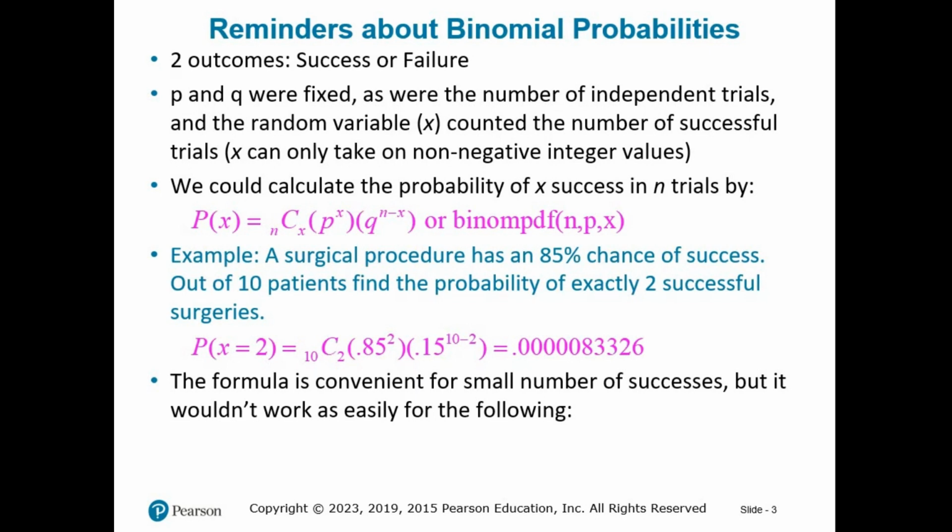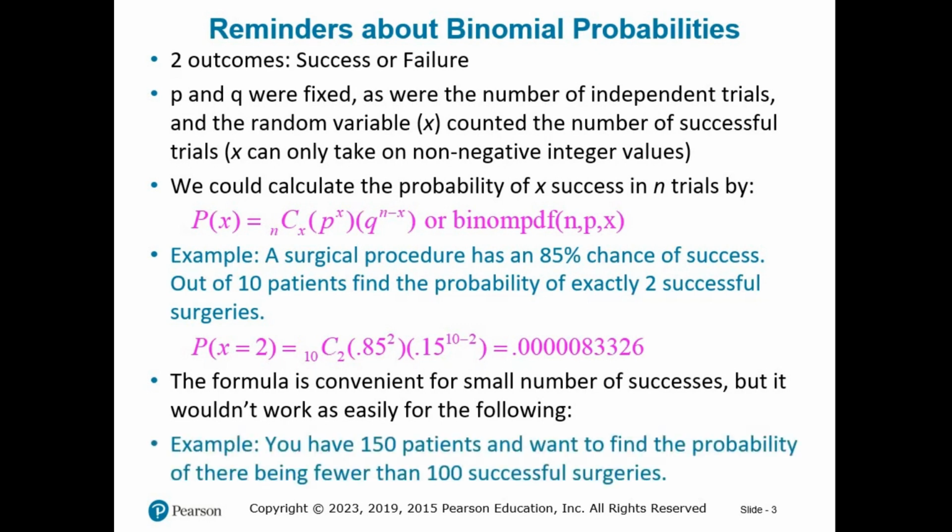Now, this formula is convenient for a small number of successes, or even if we had to find something like small stacked questions, such as less than 3 surgeries were successful, where you'd have to find the probabilities of 0, 1, and 2 successful surgeries. But it wouldn't work for the following as easily. You have 150 patients, and you want to find the probability of there being fewer than 100 successful surgeries. The problem is we'd have to do this formula for all iterations of successes from 0 to 99 in order to account for everything fewer than 100, and that would be a daunting amount of work.